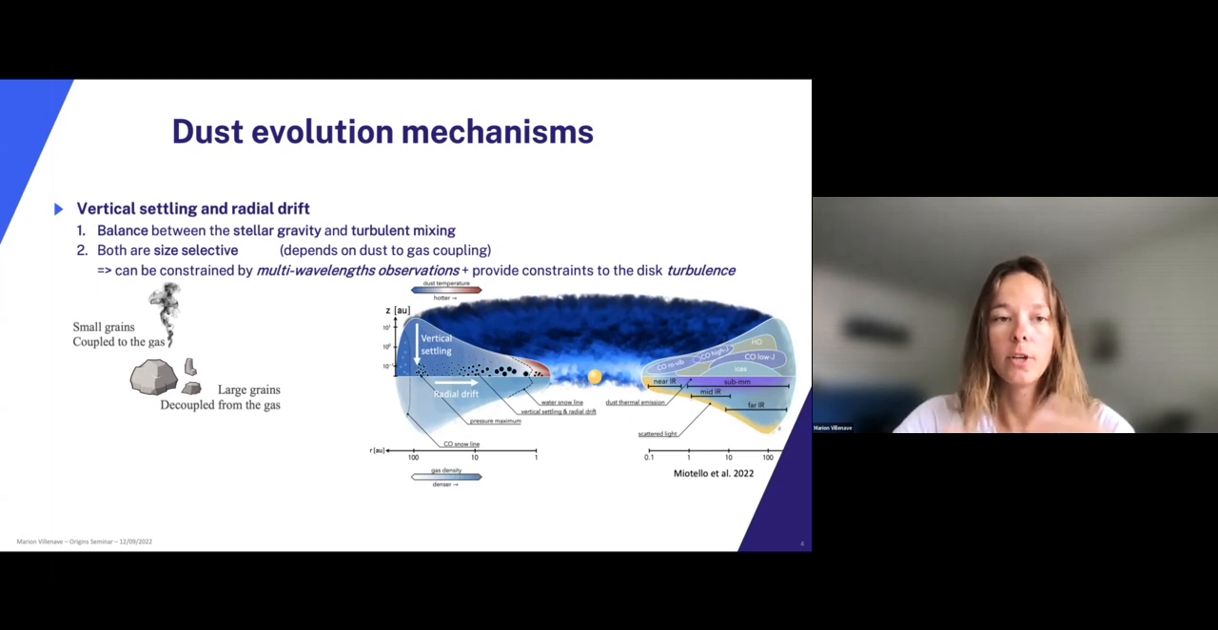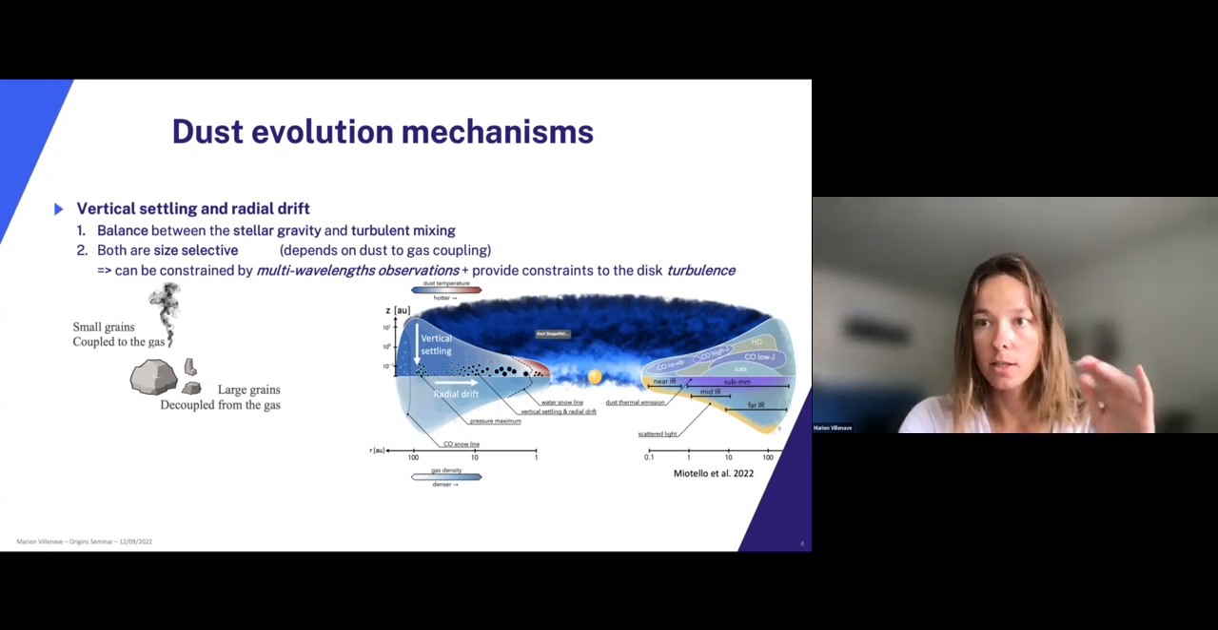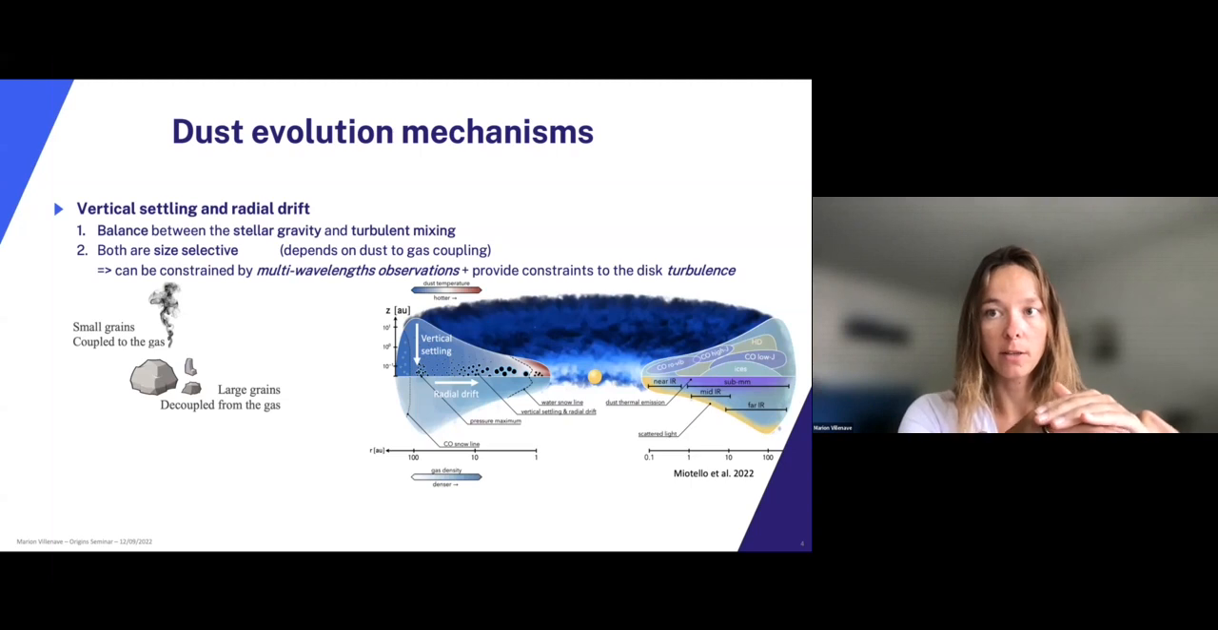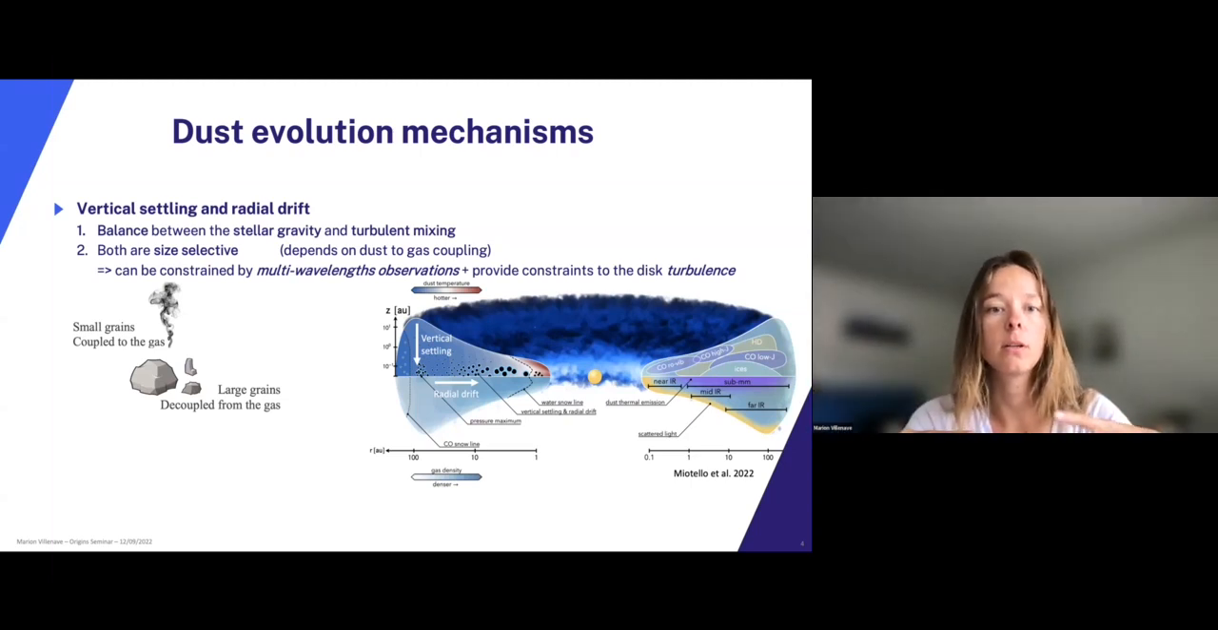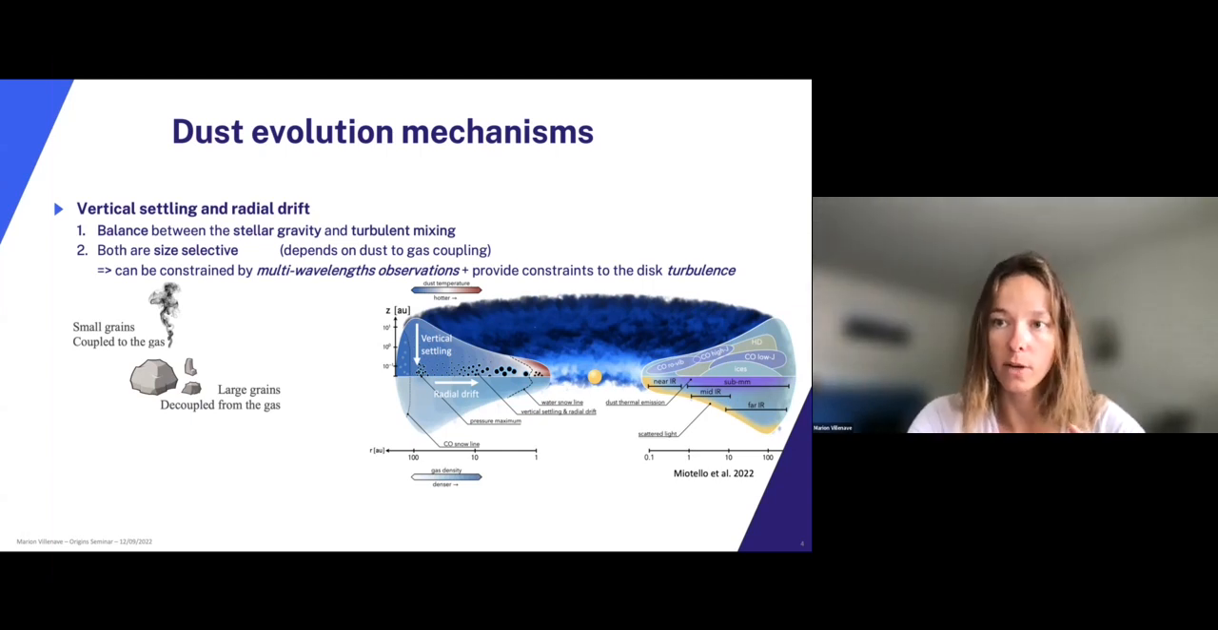So vertical settling is a balance between the stellar gravity and the turbulent mixing. The stellar gravity will tend to make the grains fall vertically into the midplane, and also radially. On the other hand, the dust and gas coupling, the turbulent mixing, will prevent the grains from going completely towards the midplane. It allows the grains to be mixed again so they can be a bit higher in the disk.